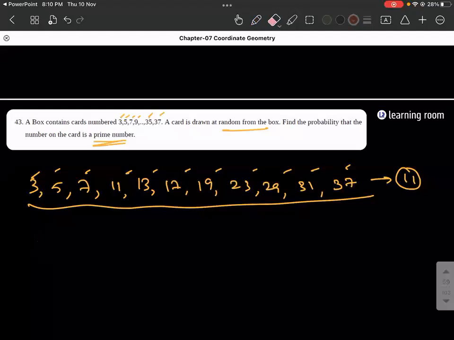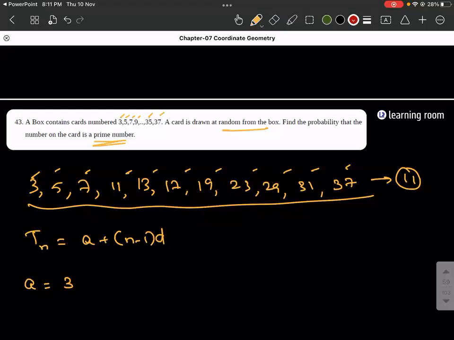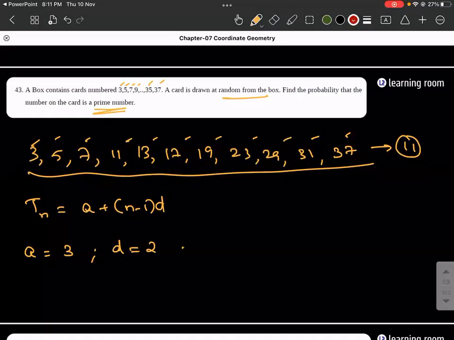If somebody doesn't know, I'll go with the direct method. So everybody knows it? Okay. Can you tell me the general term in AP? It is A plus N minus 1 into D. So A is how much in this problem? 3. Common difference is 2, and Tn is 37.